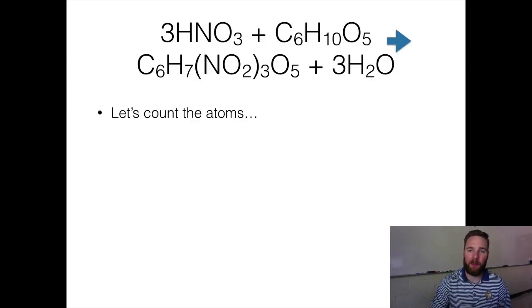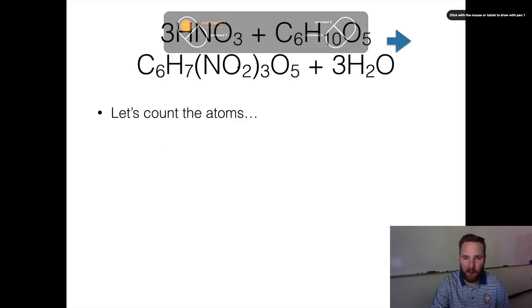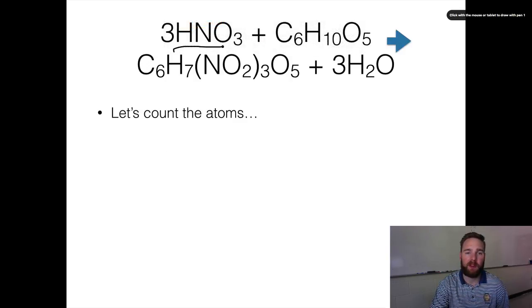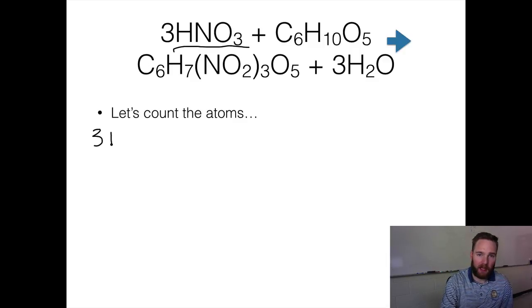I know that may not mean much right now, but let's look at some examples of this and put this to work. So let's count the atoms. I'm going to start with this first thing you see up there, and I'm going to start with 3HNO3.